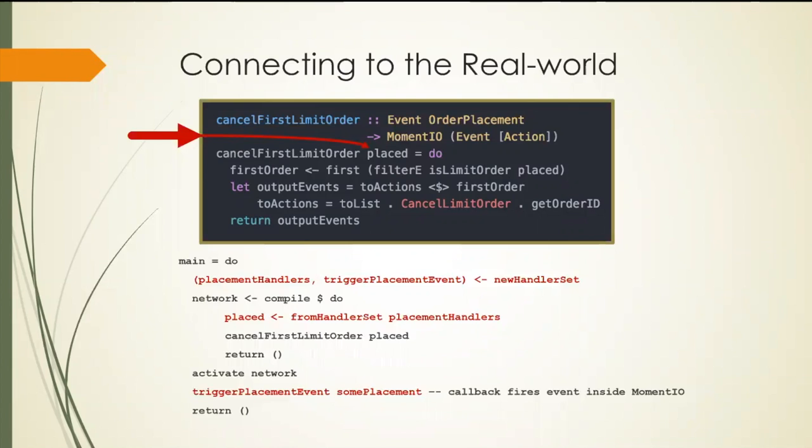Once I activate this network, when I call this trigger placement event function, an event is going to fire inside here, on the side of this black box there. The place event is going to fire.